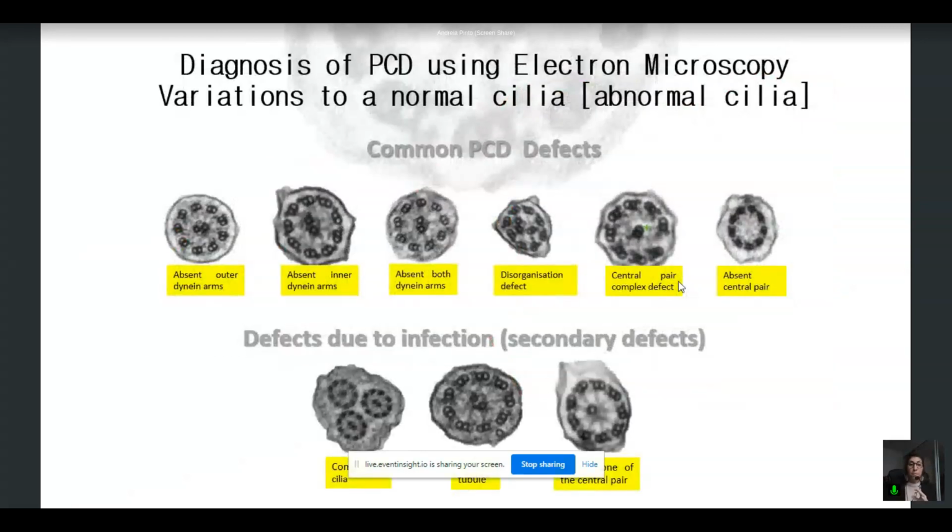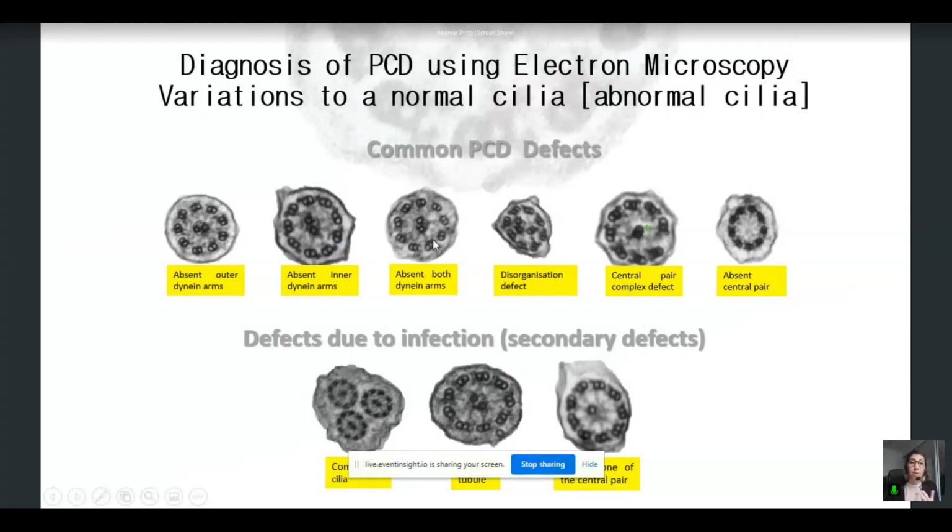And I'll show you the defects that might be involved and interconnected with these structures in this next panel. These are the most common defects found in cilia. Here you have absence of the outer dynein arms, so those hair-like protrusion structures on the doublets do not exist. And in this one you have absence of the inner dynein arms.